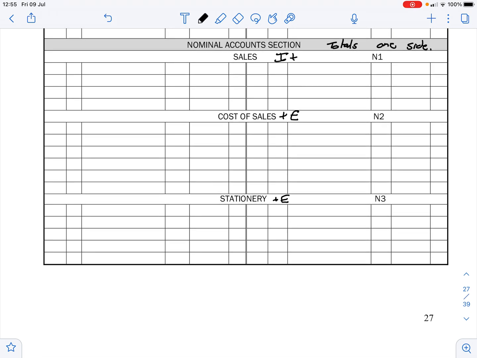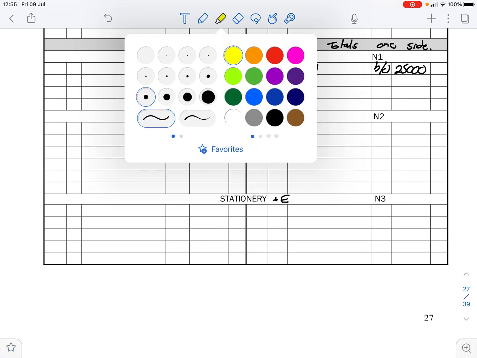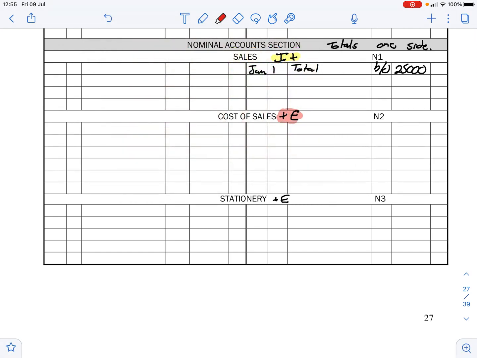We then move to our nominal account section, where we have our sales total at 25,000 Rand. Remember, sales being an income, we start off with our total brought down on the 1st of January. We then have cost of sales, which is an expense, so we only use the debit side. And on the 1st of January, our total brought down is 20,000 Rand.